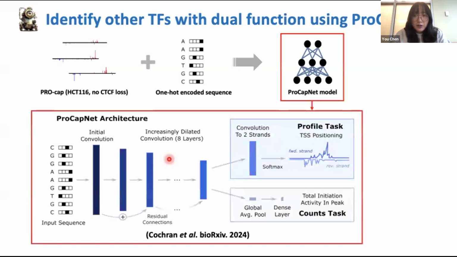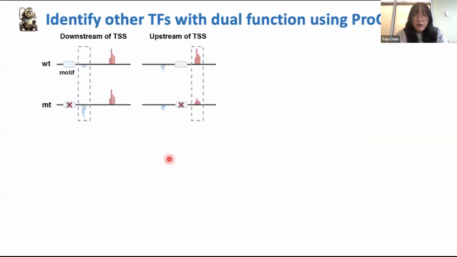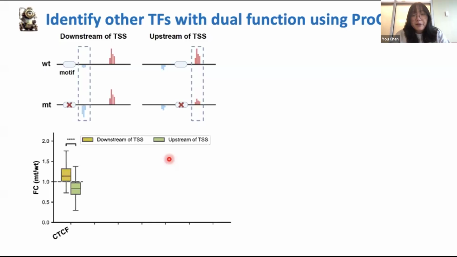ProCapNet is a deep learning model that can predict total counts and transcription profiles at a base pair resolution for a given sequence. We use the model to predict the read counts based on the reference and the mutant sequences with the motif of interest deleted. Consistent with our experimental results, we see that CTCF exhibits a dual function in transcription.